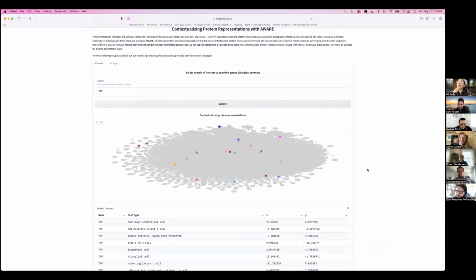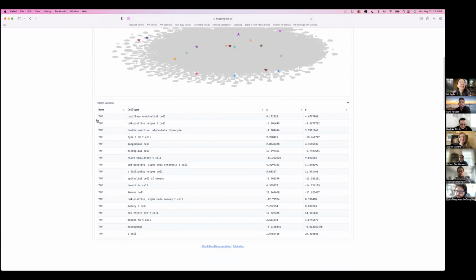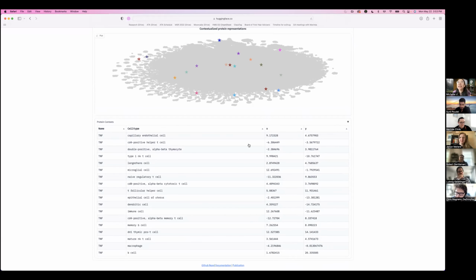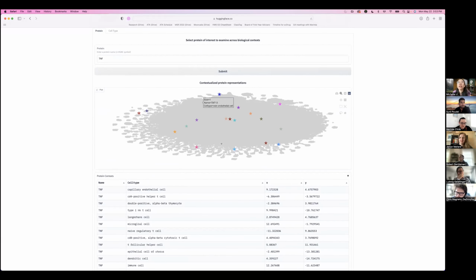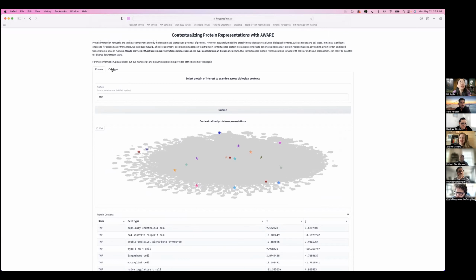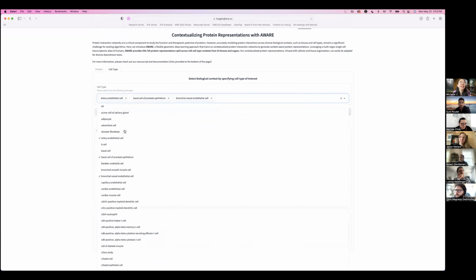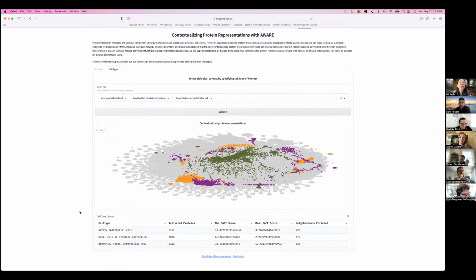You'll wait for it to load. I've already preloaded for the sake of time. And you can see which cell types this protein is activated in, and the coordinates in the space so that you can look for it easily. You can also look at the cell type level predictions, where you can select cell types that you're interested in looking at, press submit, and now you can examine the embedding space of AWARE. You can see how many activated proteins there are, the safe scores from the safe algorithm that I mentioned, and more closely look at the proteins that are in each of these networks.